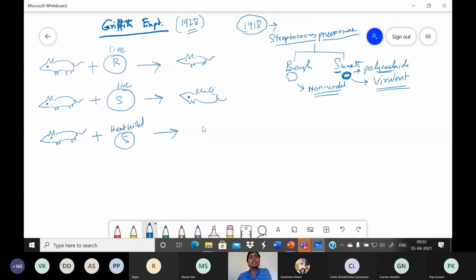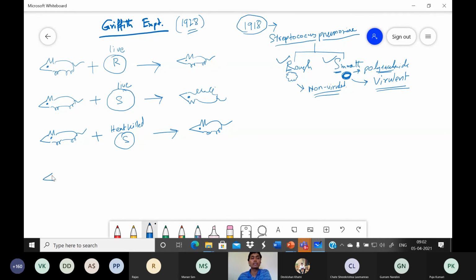Do you expect that this mice will survive or die? Survive. Yeah, very good. Survive. Very happy because the bacteria is already dead. Nothing will happen. So these are very straightforward, I would say. Whatever I explained here, like rough and smooth strain, based on that you can provide the right answer.